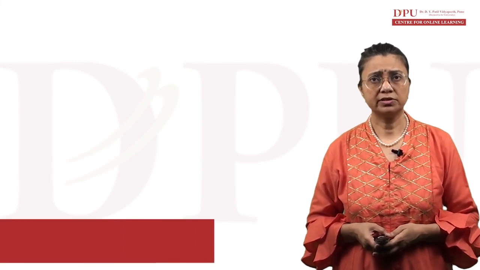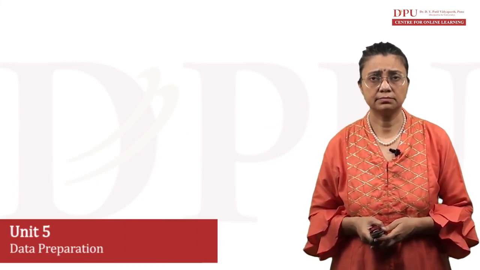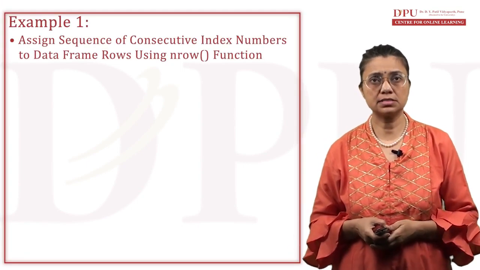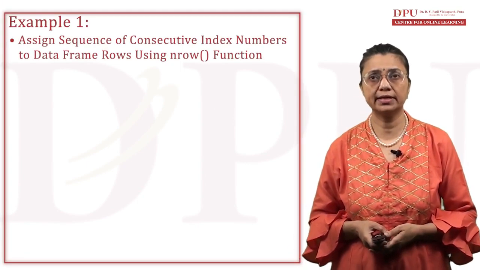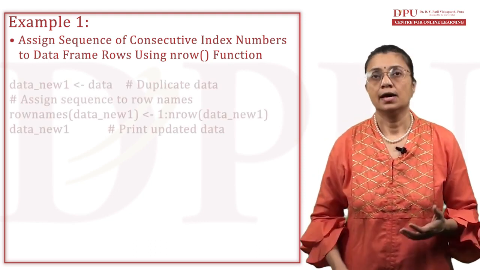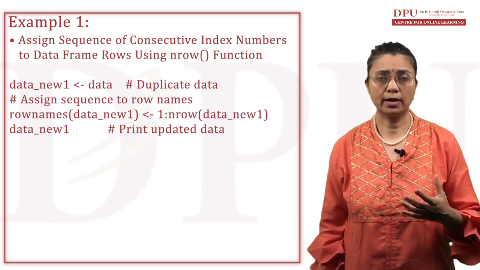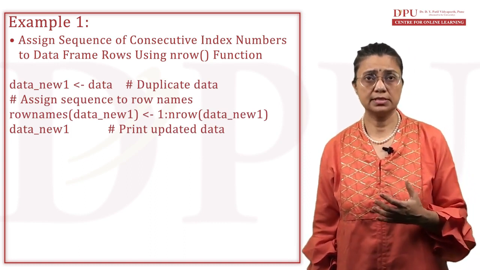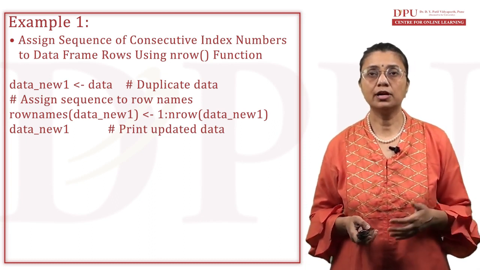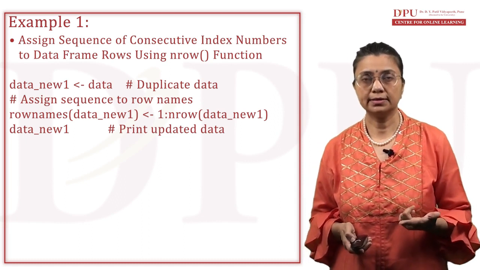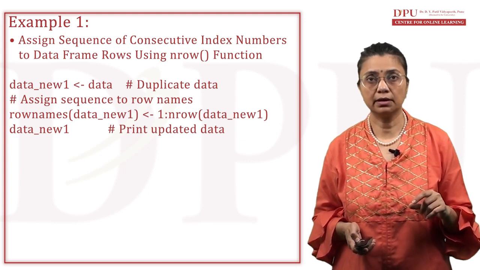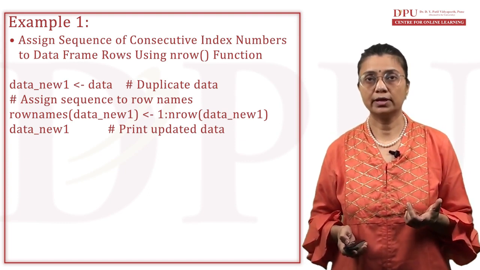Let's take a closer look at this command set and understand what we will do. Here we are assigning a sequence of consecutive index numbers to data frame rows using the nrow function. Have a look at the program line by line. The first is data_new1, which is equated to data. What we are doing here is duplicating the data. Our original data frame had a variable named data, and we have duplicated it here.